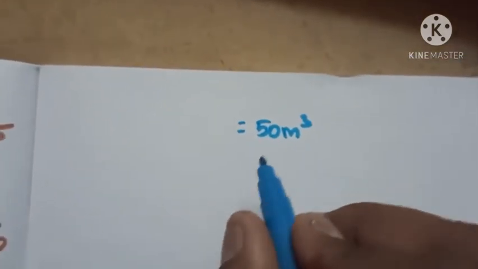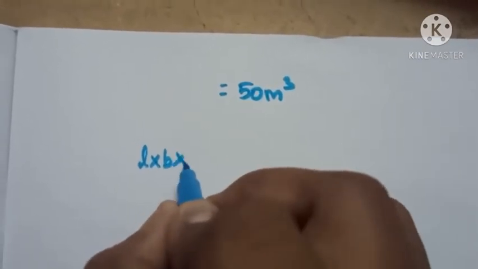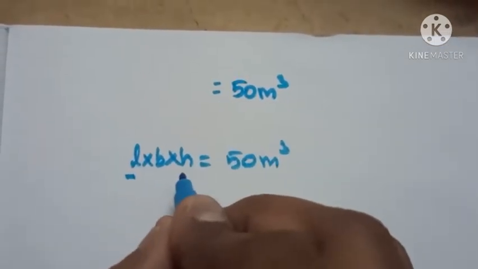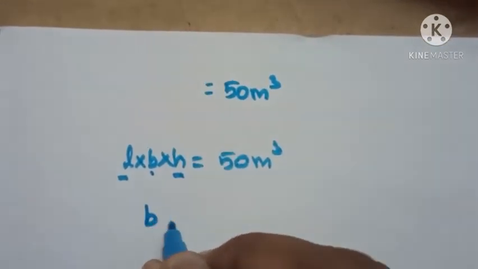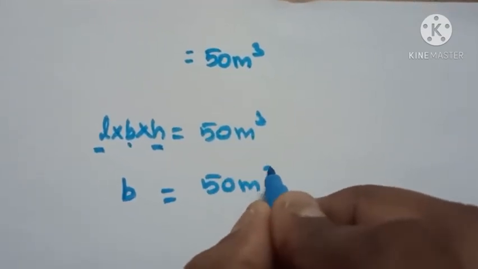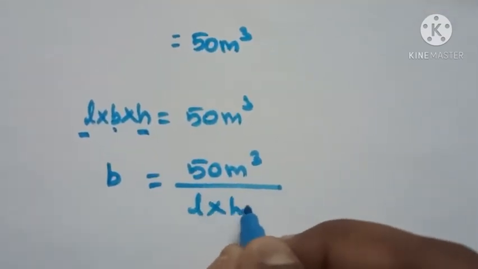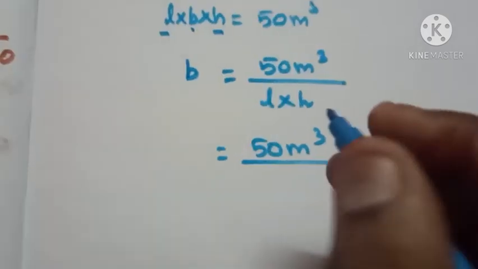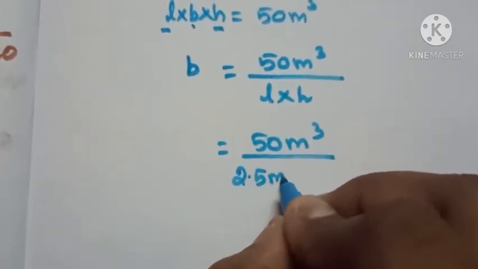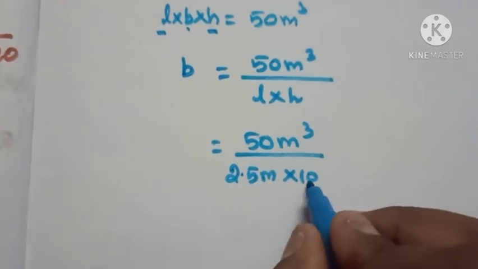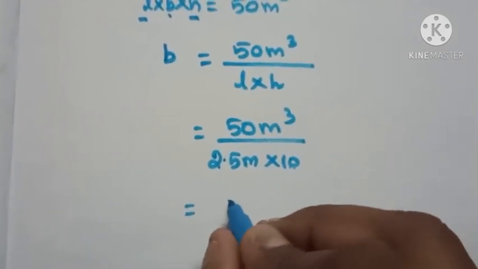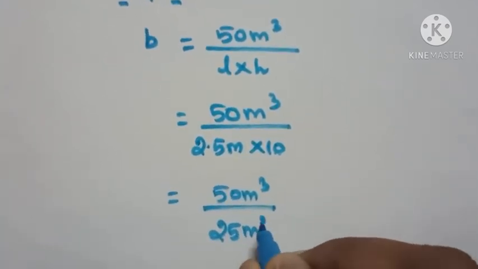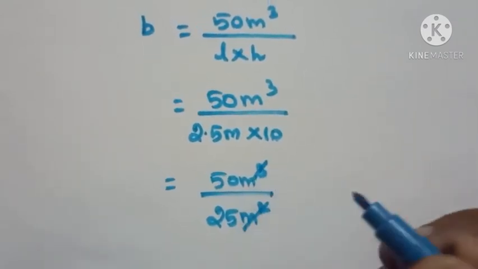So now you compare, L into B into H is equal to 50 meter cube. You have length and height, and you need to find the breadth. So you keep breadth as it is: B equals 50 meter cube divided by L into H. So 50 meter cube divided by 2.5 meter into 10. Multiply this, you get 25. So 50 meter cube divided by 25 meter square. It is very easy to cancel. Meter square with meter cube, now only 1 meter.